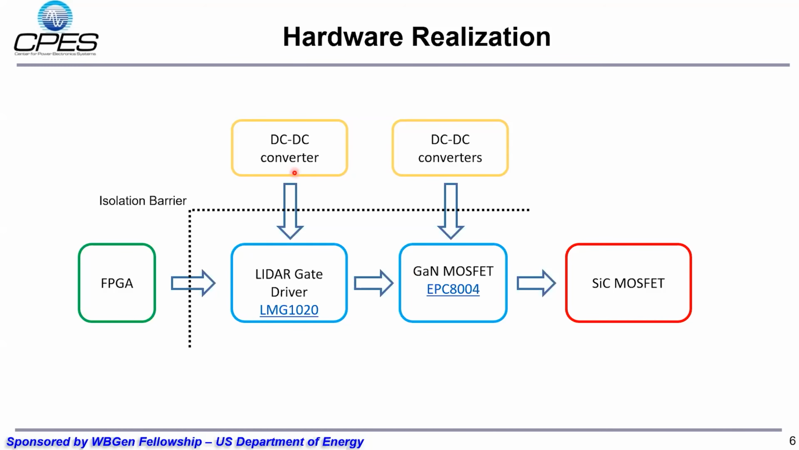All of these are powered by DC to DC isolated converters, which have very, very low coupling capacitance, limiting the capacity for voltage shoot through. These all then go together to provide the driving signal to the silicon carbide MOSFET.